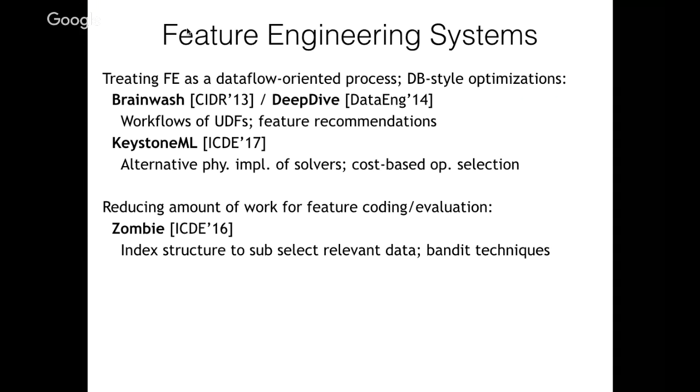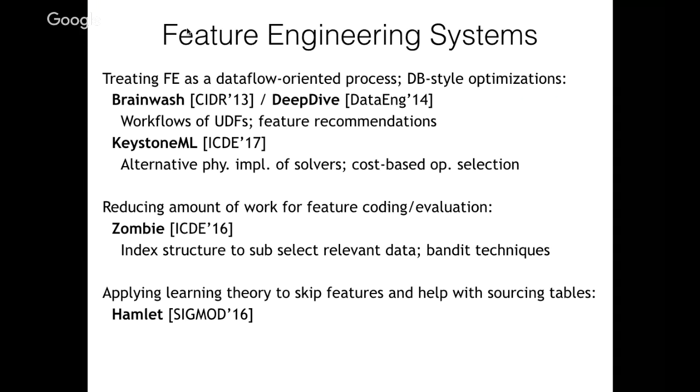There is the Zombie system from Mike Cafarella's group, which looked at reducing the amount of work for evaluating feature codes and sub-selecting certain portions of the data that will be most relevant for those feature codes. These feature codes essentially extract new features from, say, raw forms of data, and they apply multi-armed bandit techniques to reduce the amount of exploration, increase the amount of exploitation, and do the trade-off between explore and exploit.